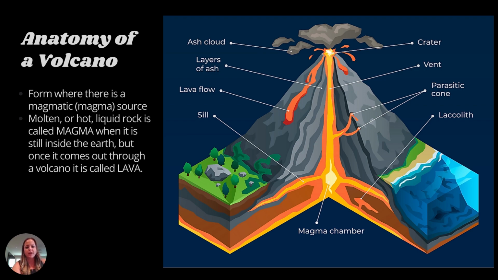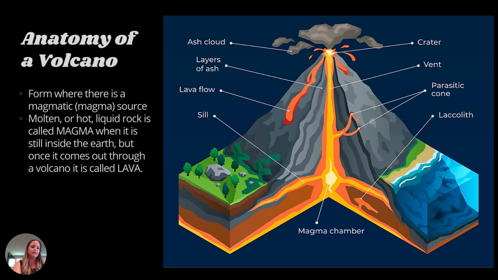But in general, we have some sort of steep-sided mountain that is being created from lava erupting out of the crust. And so this all stems from a magma chamber, a magma body, which is molten rock below the crust, trying to force its way through the crust and erupt out into the atmosphere. And so when the material is inside the earth, we call it magma. When it's outside the earth, we call it lava. Okay, so those two different terms.